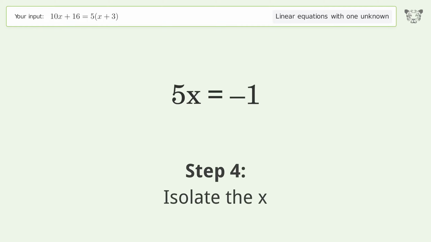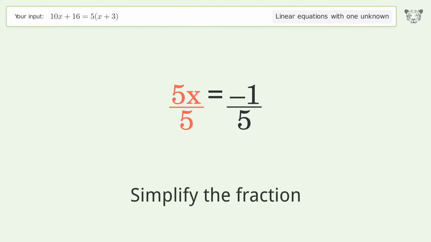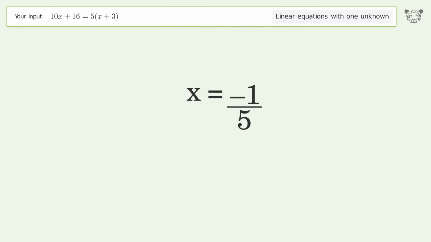Isolate the x. Divide both sides by 5. Simplify the fraction. And so the final result is x equals -1/5.